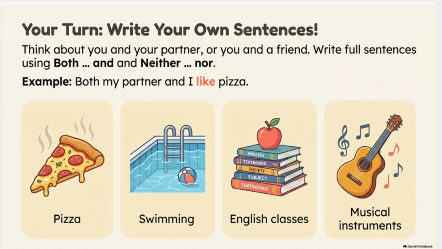Now let's make a negative sentence. Neither my friend nor I like swimming. This means my friend doesn't like swimming, and I don't like swimming. You can also make sentences about your studies. For example, both my friend and I enjoy English classes. Or, neither my friend nor I play musical instruments. Try to make at least 2 sentences. One sentence should use both and the other should use neither nor. And remember to check your verb carefully.